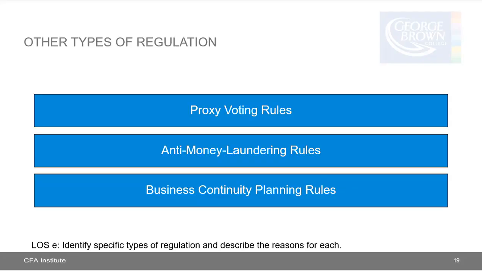So finally, the last slide for this learning outcome statement is on other types of regulation. I encourage you to go into the text and follow up on it, so I'll just be a little bit brief. In some markets, there are regulations with regards to proxy voting rules. In some countries, brokers are required to distribute voting materials to their customers, gather voting instructions, and submit them for inclusion in the counting of votes, typically at an annual meeting. In other countries, corporate issuers distribute materials directly to the shareholders.